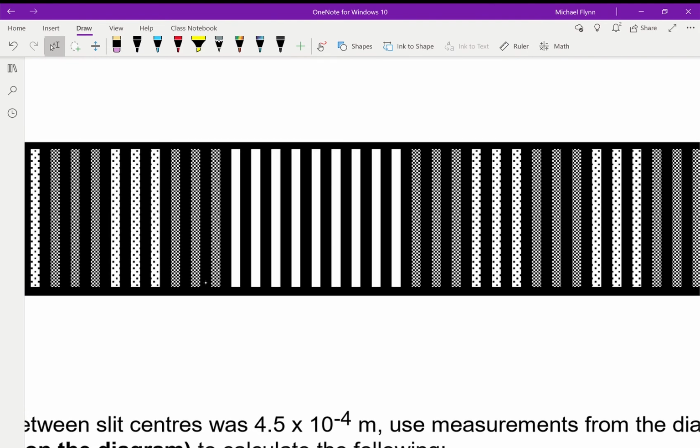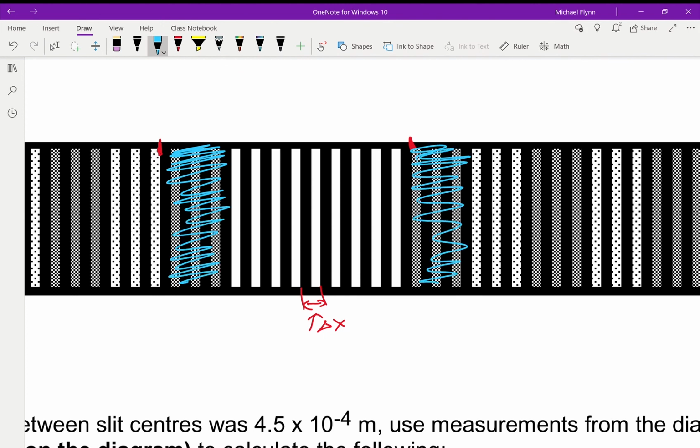This is double slit interference. You can tell because you see both patterns here. It looks like a weird zebra, but that distance is delta x. Then from this edge to that edge, I'll use blue, that would be a single slit node.